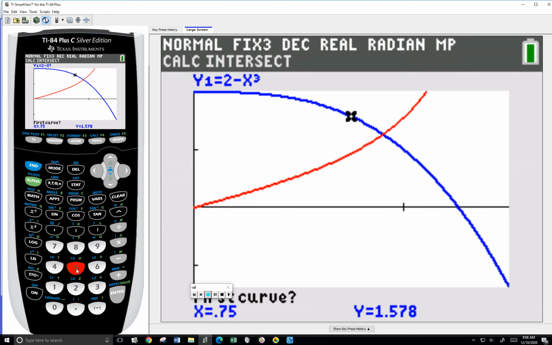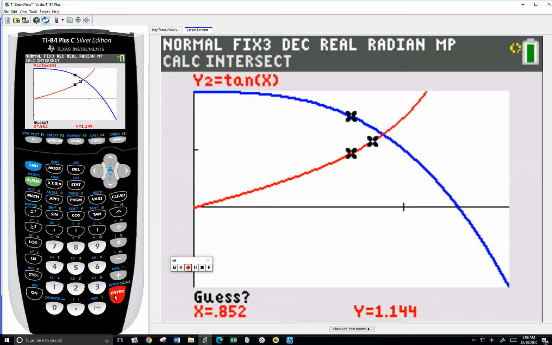It says first curve, I want the blue, so I say yes, I want the blue. It says second curve, do you want the red? Yes, I want the red. It asks me for a guess. That just means the cursor needs to be near the intersection. It does not need to be on top of it.